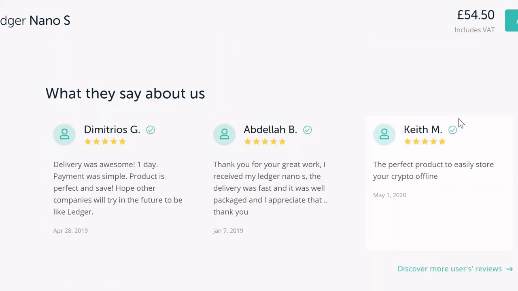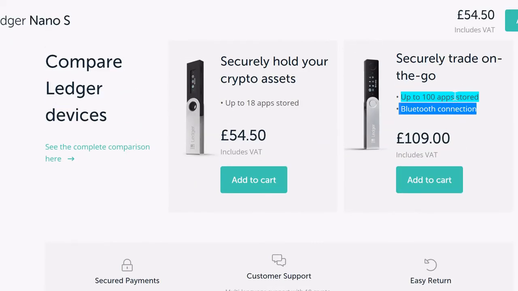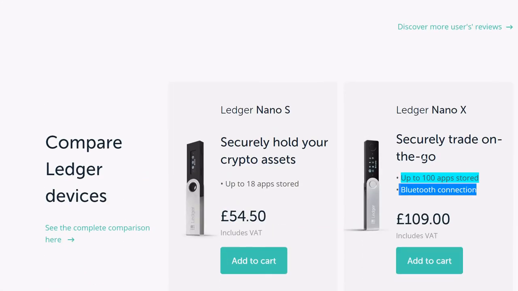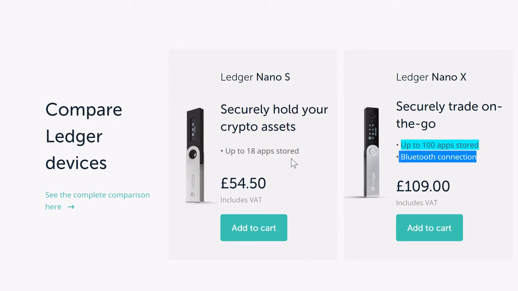But I think one thing they also have is a backup pack where you get an X and an S Ledger, and this basically means that if your X were to get damaged, you could still back up your cryptocurrencies on your S through your backup code, I think it's called.